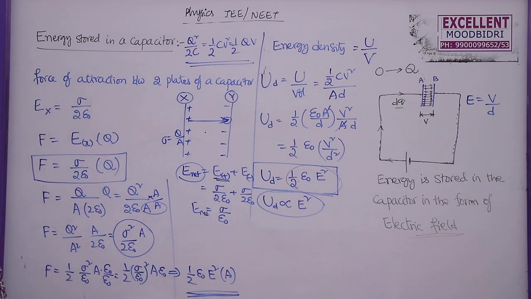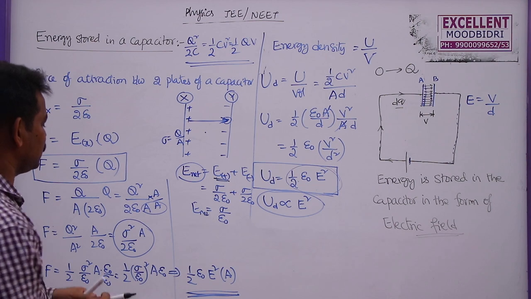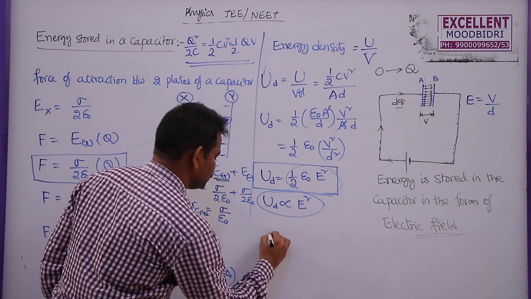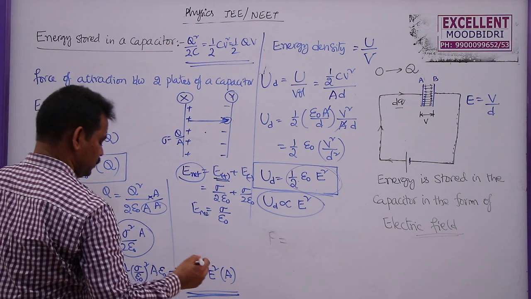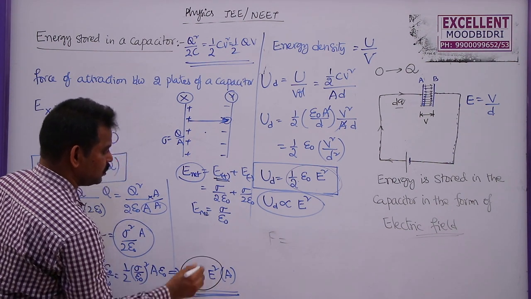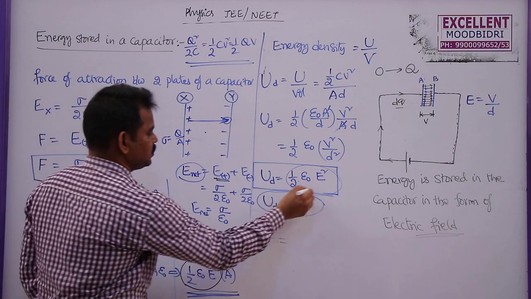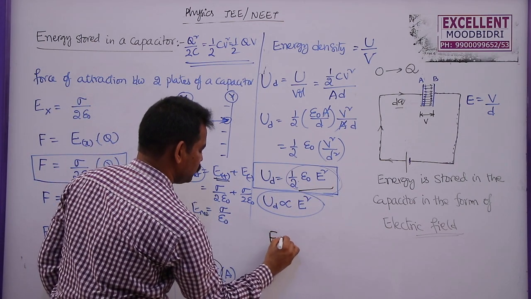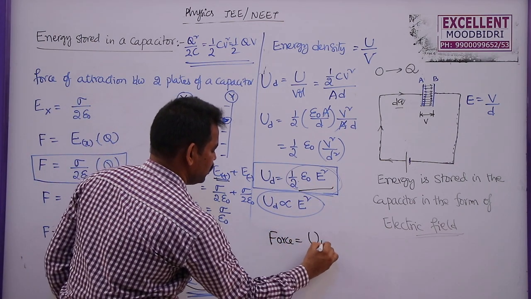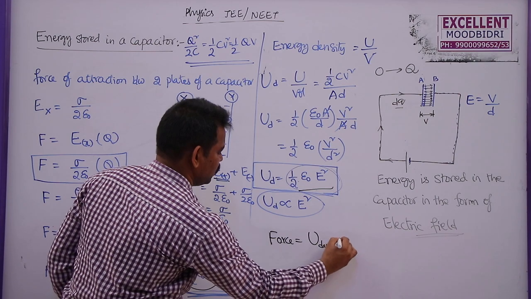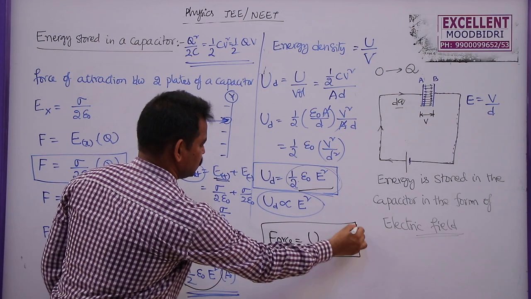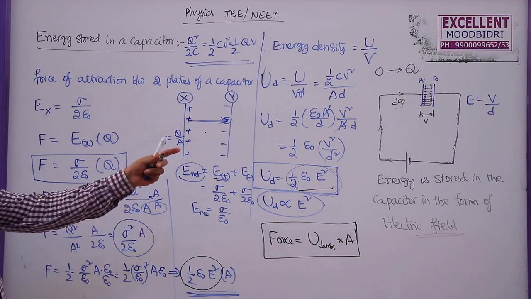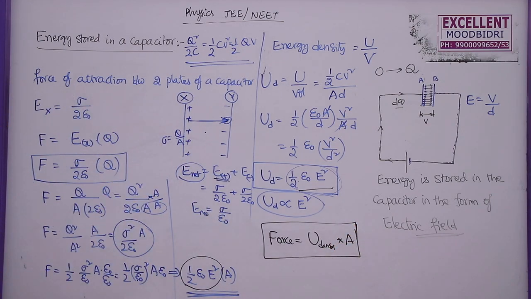So what is the force between two plates of a capacitor? The force between two plates of a capacitor is given by energy density. Half epsilon naught E square is the energy density, so the force between two plates is equal to energy density into area of any one plate. So this is the expression to find out the force of attraction between two plates of a parallel plate capacitor.